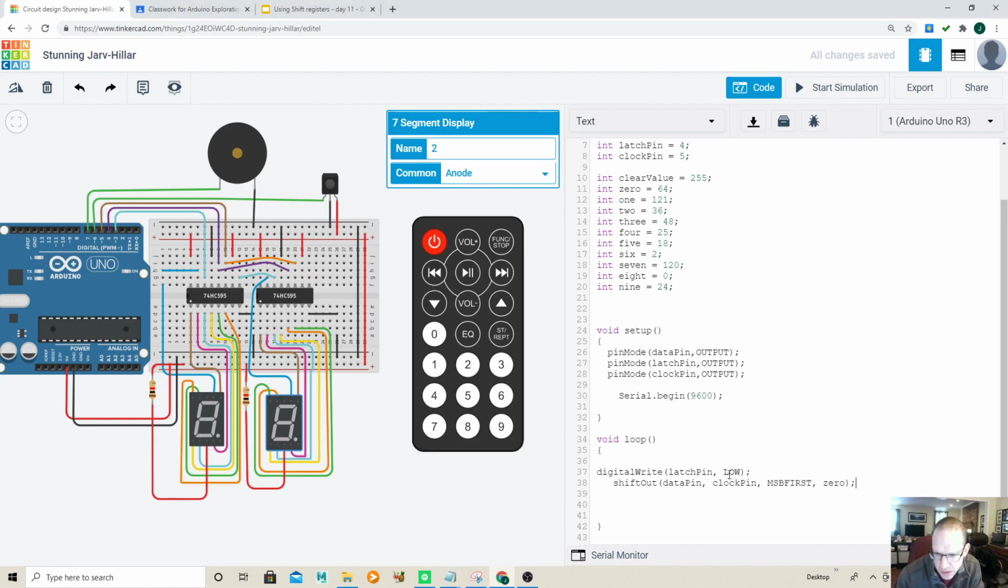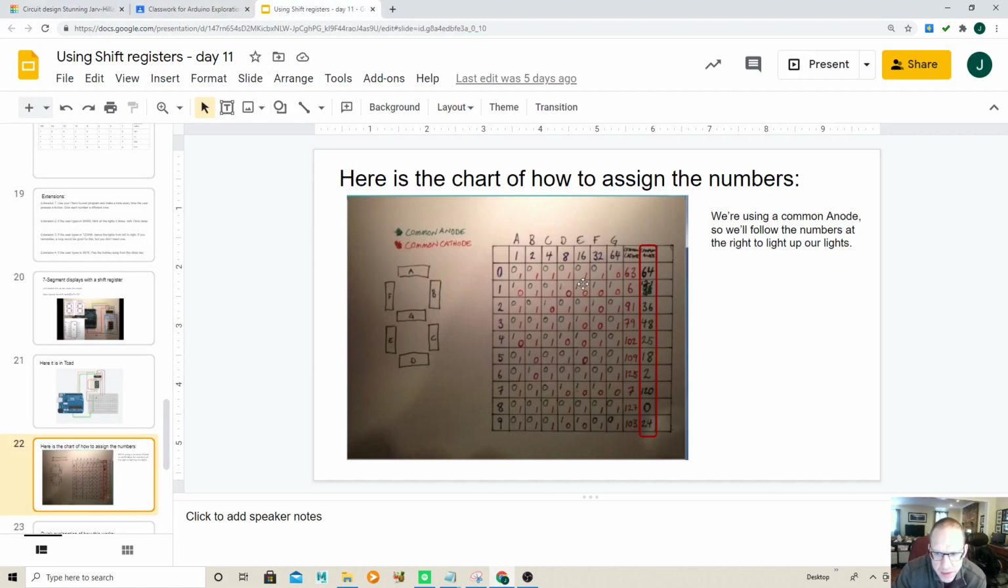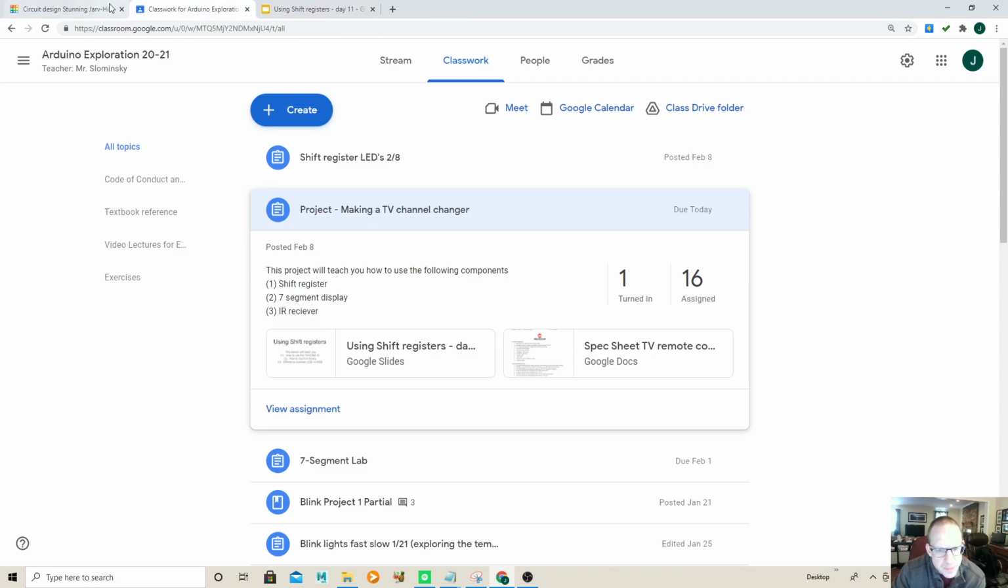So that's going to look like that. That shifts out our first byte. So we're going to shift out a 0. You're going to say, okay, go to the data pin, set it with the clock pin, send out most significant bit first, and put in 0. So that's going to go in 64, just like we saw in that chart. It's going to send this right here, 0, blah, blah, blah, like that. It's going to send that in.